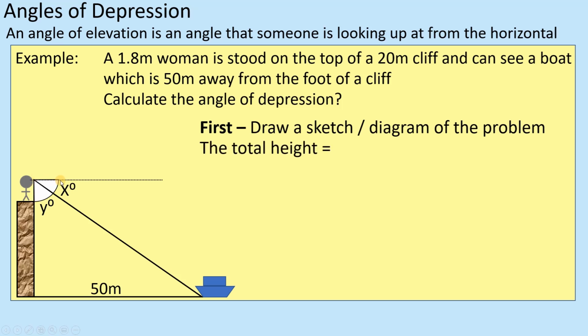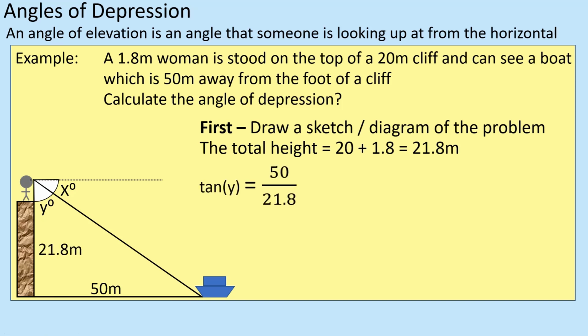All right, so anyway, let's have a look. So the total height, so I mentioned it already, so 1.8 plus the 20. All right, that's going to be the total height there, 21.8. Then we've got this over here, which is 50. So if I'm considering working out y, then this is the adjacent and this is the opposite. So I'm going to use tan again, aren't I? So it's going to be tan y is equal to opposite over adjacent, 50 over 21.8 over here.